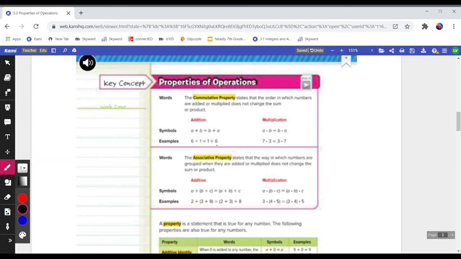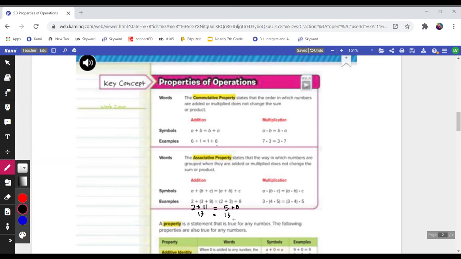Next, we have the associative property. That states that the way in which numbers are grouped when they are added or multiplied does not change the sum or product. So if we have A plus the quantity B plus C, that's the same thing as saying the quantity A plus B, plus C. So for example, 2 plus the quantity 3 plus 8 is the same thing as the quantity 2 plus 3, plus 8. To show you, that becomes 2 plus 11, which becomes 13. Going back, 2 plus 3 is 5, plus 8. 5 plus 8 is 13.